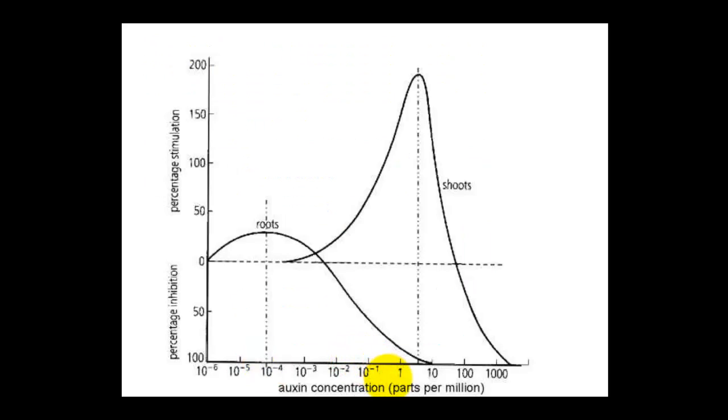Now here's a pretty common sort of graph that shows the difference in roots and shoots response to auxin. On this axis here, we're showing growth. So this is growth and this is inhibition below the line. Along here is auxin concentration. So at the high auxin concentrations, we can see that shoots will have stimulation and growth. At the high auxin concentration, roots, however, have inhibition.